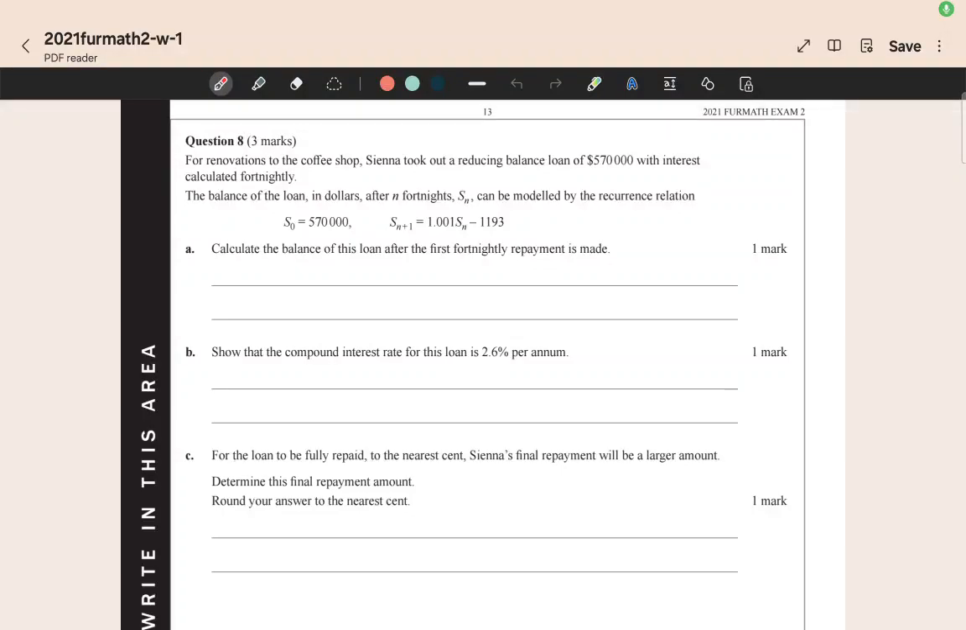Okay, let's discuss question 8 from the VCAA paper 2021 Further Maths exam 2. Part C of this question is interesting and often is the area of weakness for most students.